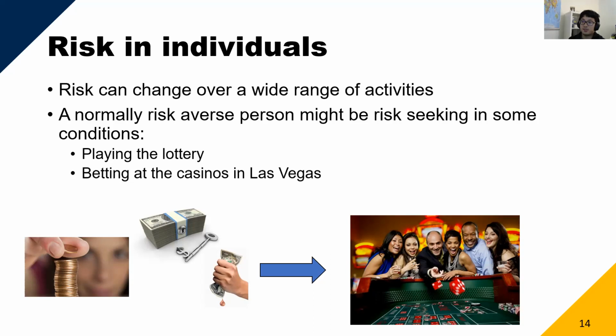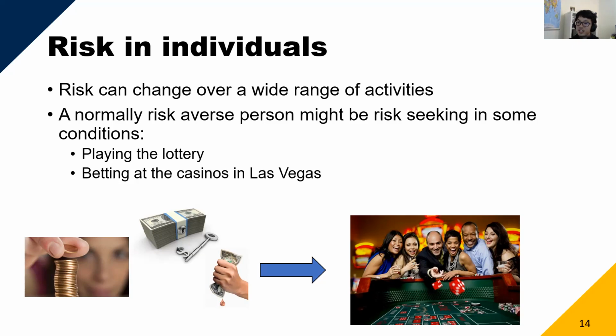So, risk in individuals. Risk can change over a wide range of activities. So you can't necessarily assign one static assessment of risk to a single person, because there are conditions in which this risk could change. We tend to think of most people as fairly risk averse, which means that we consider losses to be worse than winnings.